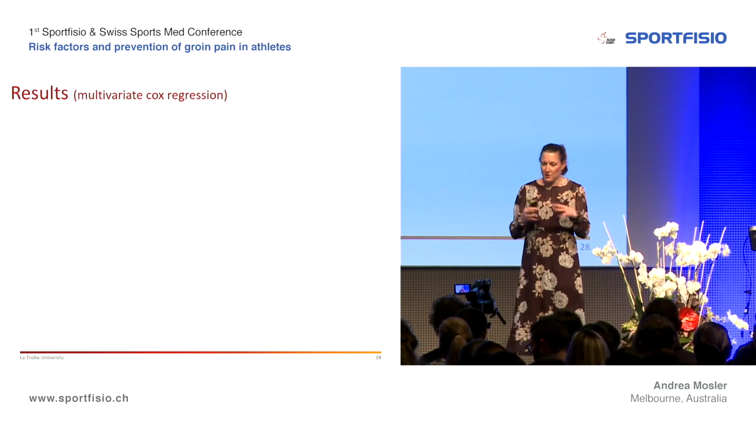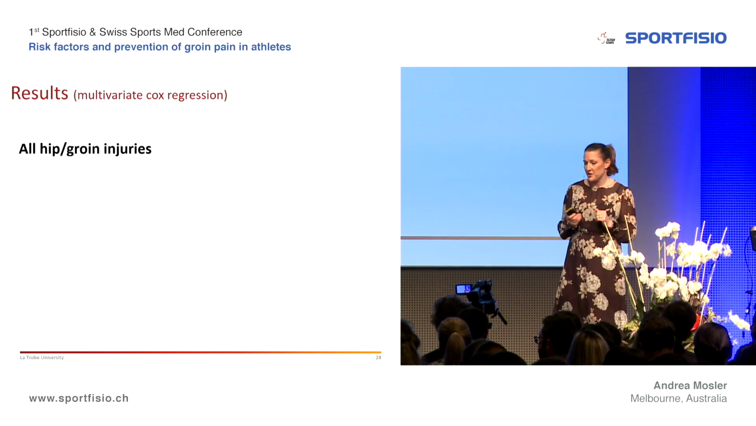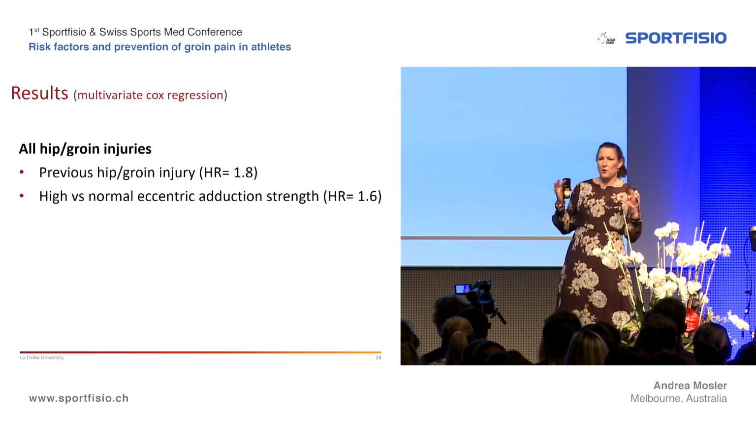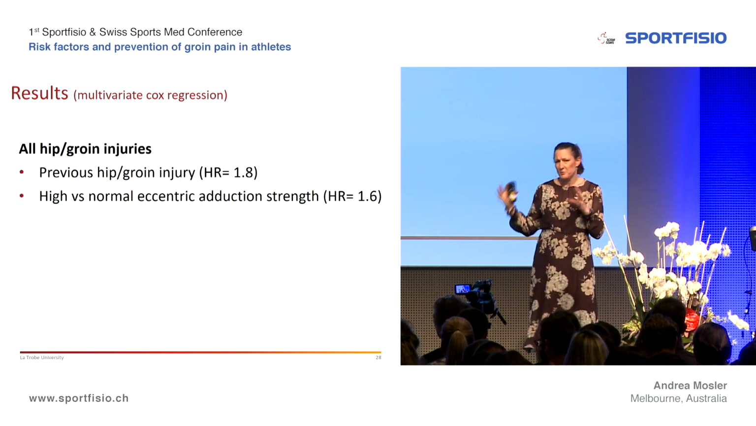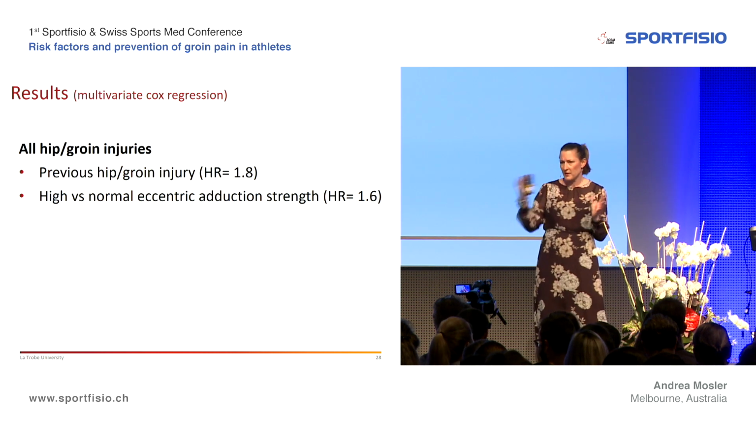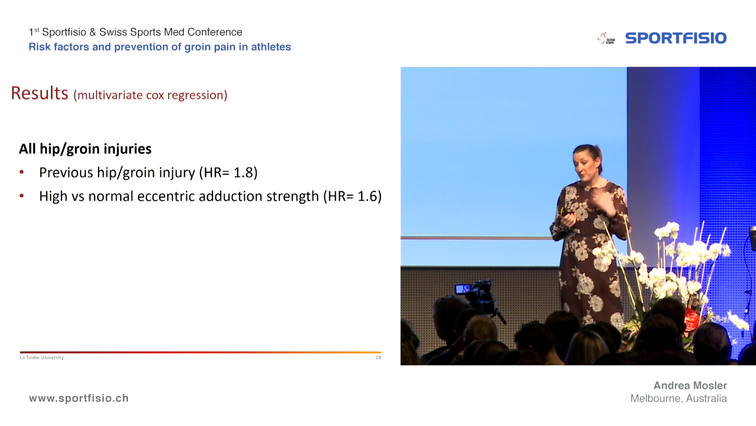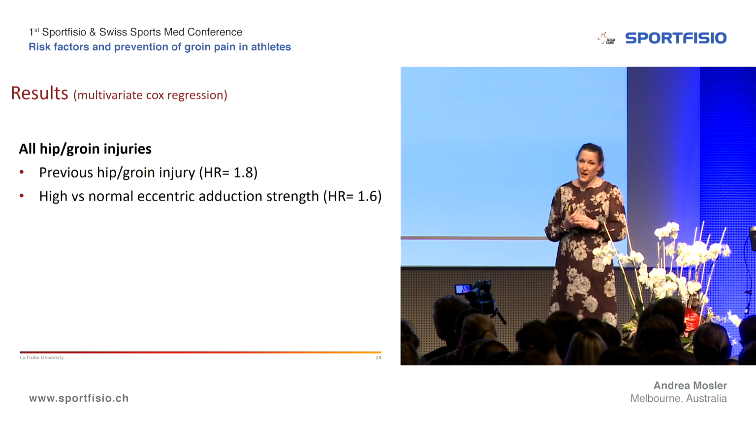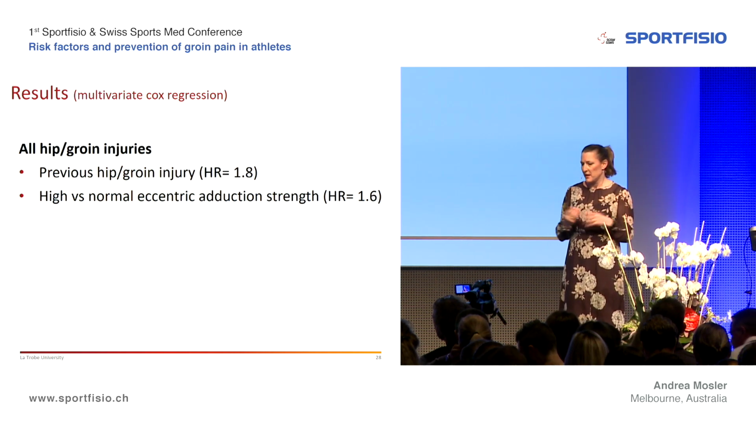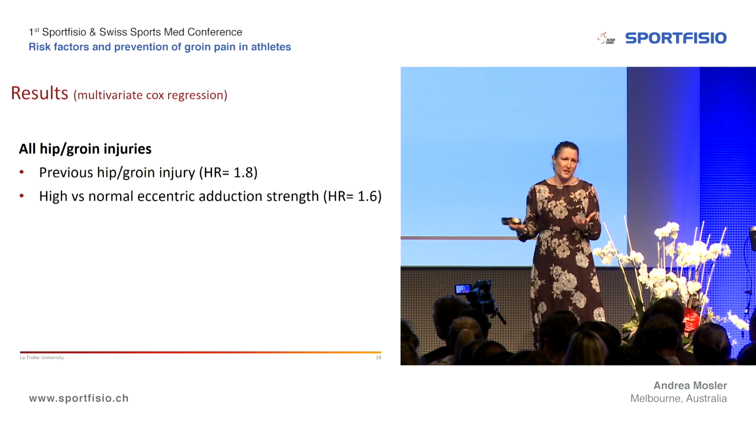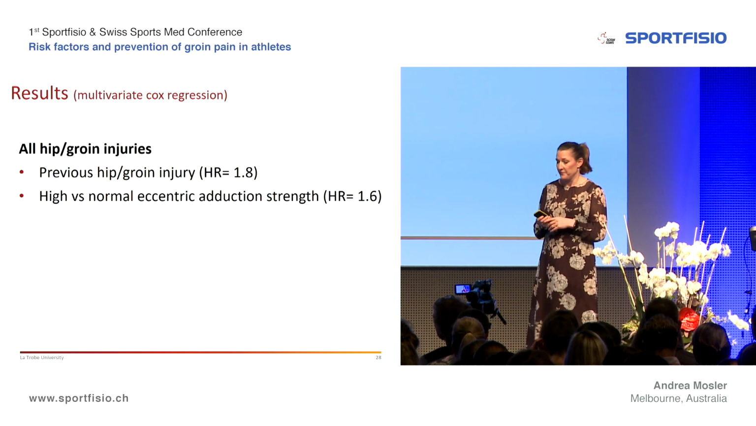So we put all our variables into a multivariate Cox regression analysis, and this is the results. When we had all hip and groin injuries as a dependent variable, so this is all the categorisations according to the Doha Agreement, we found previous hip and groin injury was a risk factor for future injury, no surprise there. But interestingly, we found higher than normal eccentric adduction strength was a risk factor.